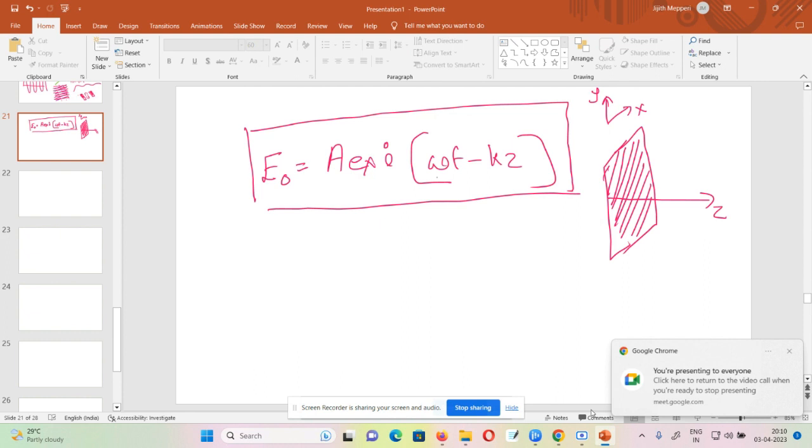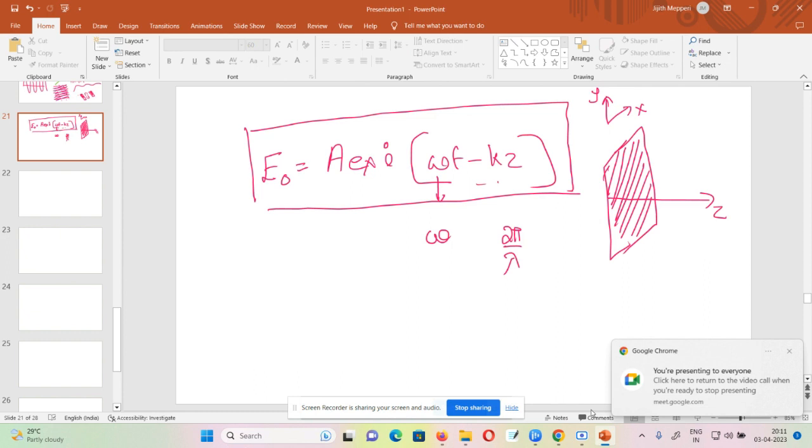This is a plane wave having a particular frequency omega and a particular wavelength and wave number. What is the wave number? It's 2 pi by lambda. So this is a plane wave having a particular omega and a particular wavelength, which passes along the z axis with the electric field extended along the x and y directions.